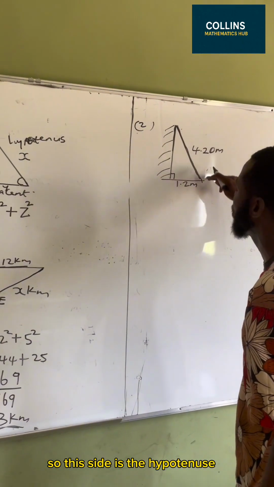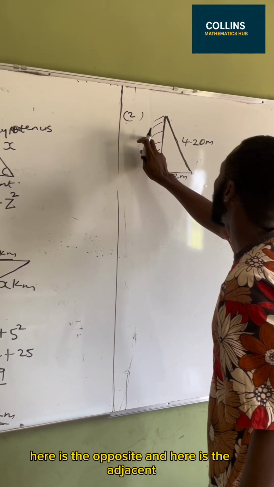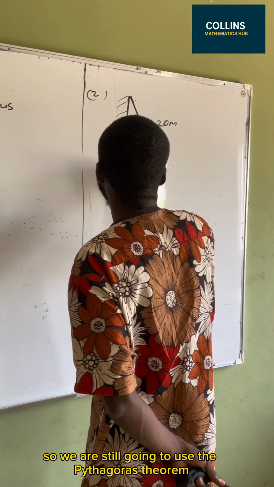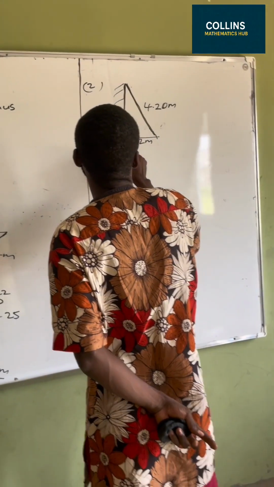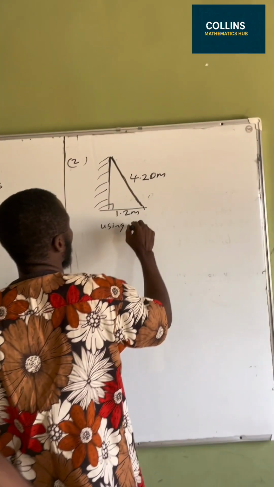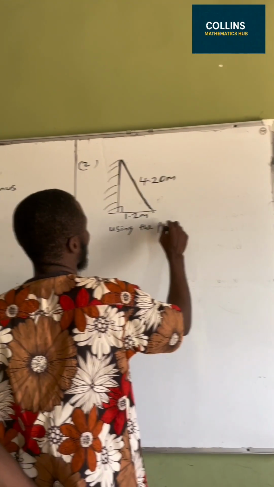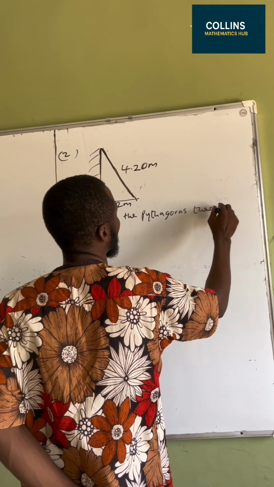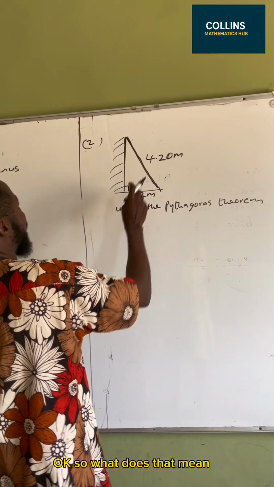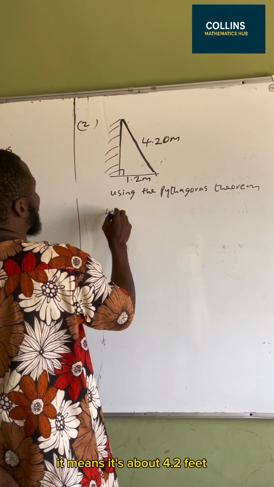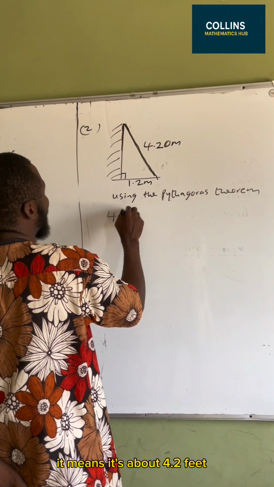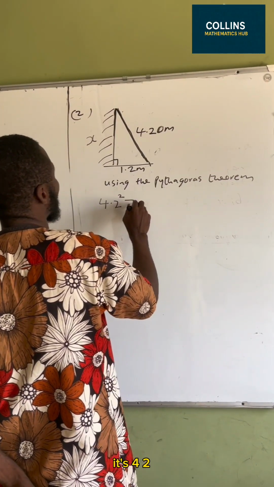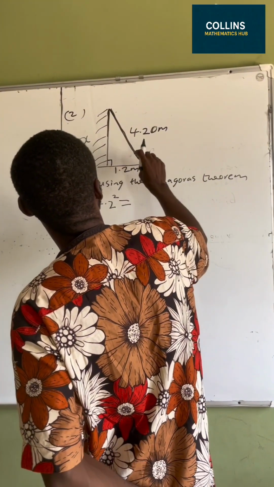So this side is the hypotenuse, here is the opposite, and here is the adjacent. So we are still going to use the Pythagoras Theorem. Okay? So what does that mean? It means this part, 4.2 squared. Let's take this to the x is equal to, what do you have?